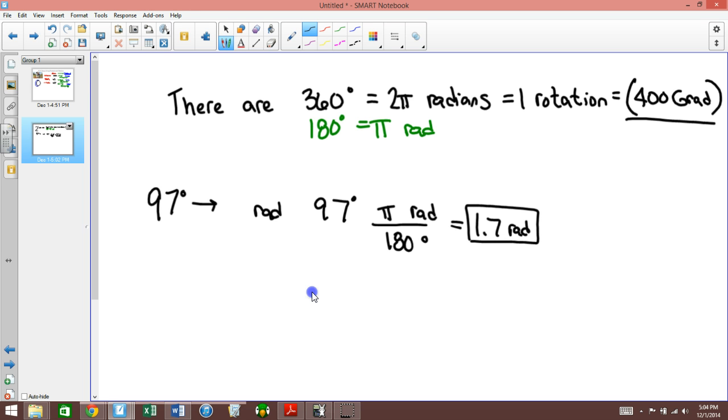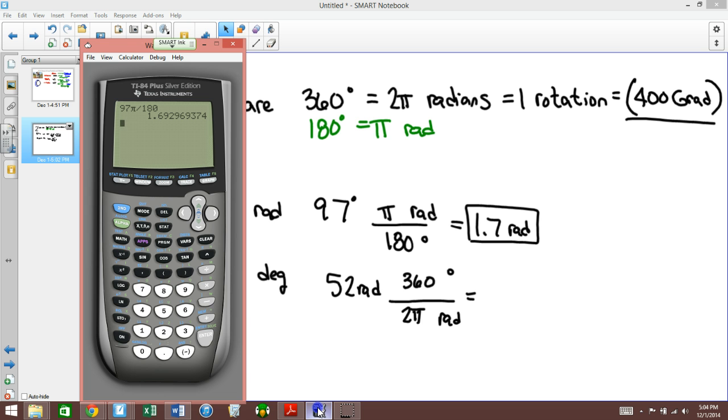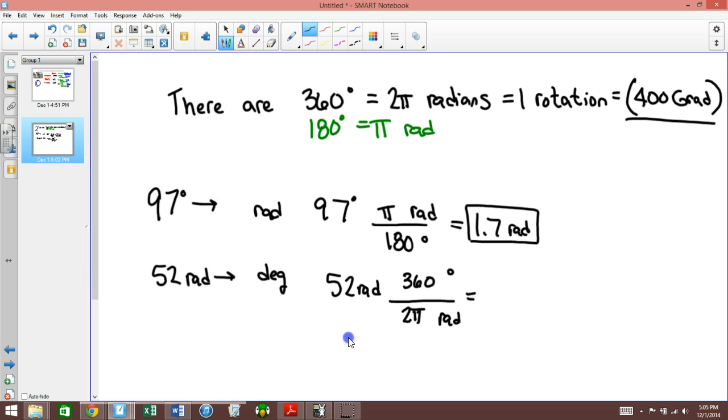And if I had something like 52 radians, change that into degrees. So I would start with 52 radians. I'll put radians on the bottom and I'll put degrees on the top. And I could say in 360 degrees there are 2 pi radians. So this is another way to use that dimensional analysis. So I take 52 times 360 divided by parentheses 2 pi. And you get 3,000 degrees.